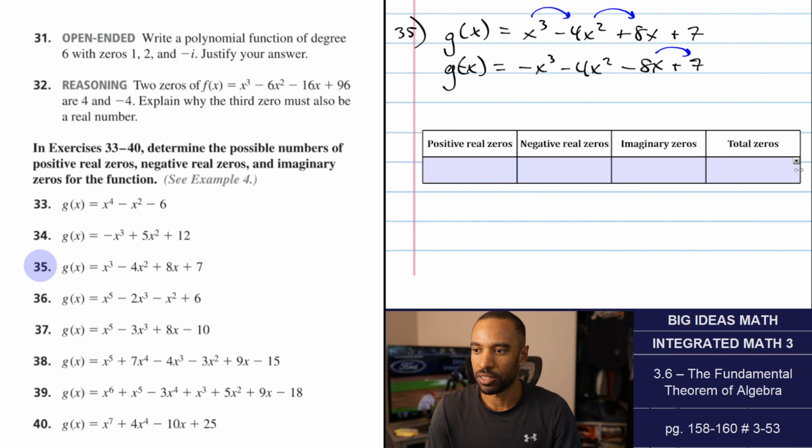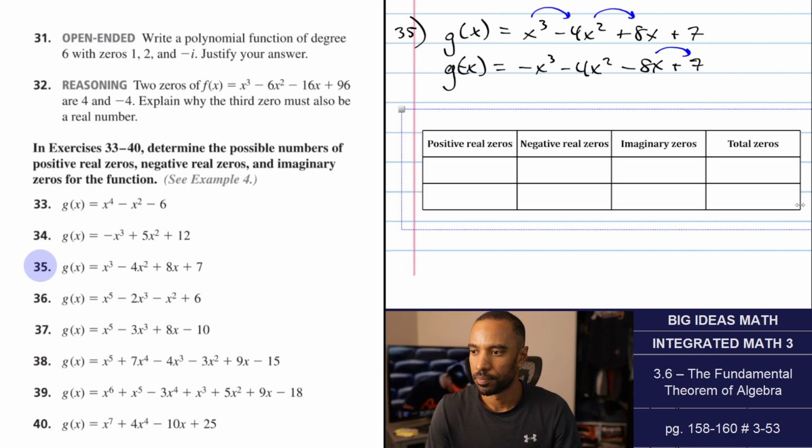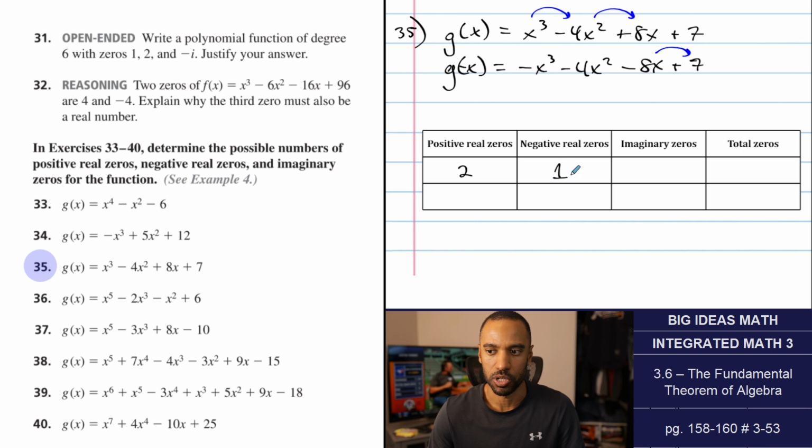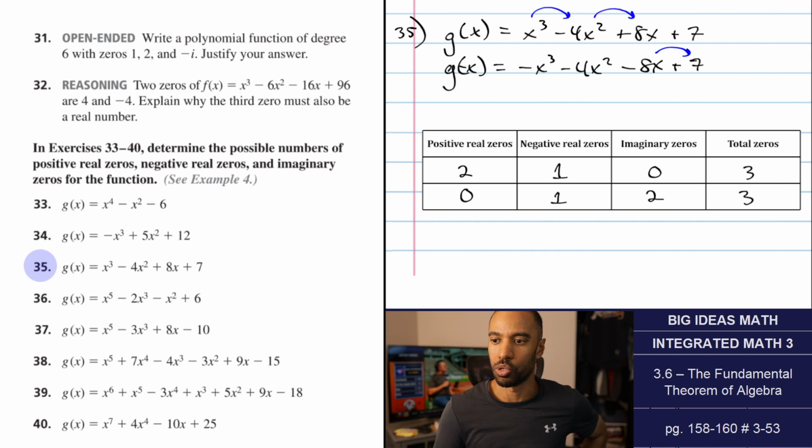So I need to at least consider a second row. If the positive was 2, given that it's a cubic, the negative has to be 1. Negative can't be 0. So negative has to be 1, in which case there are 0 imaginaries, and that's a total of 3 zeros. That's what we expect. Now there can be 0 positive real zeros. With 1 negative real zero, the other 2 would have to be imaginary, and that still adds to 3. So that's the combination of those that we would have in that set.